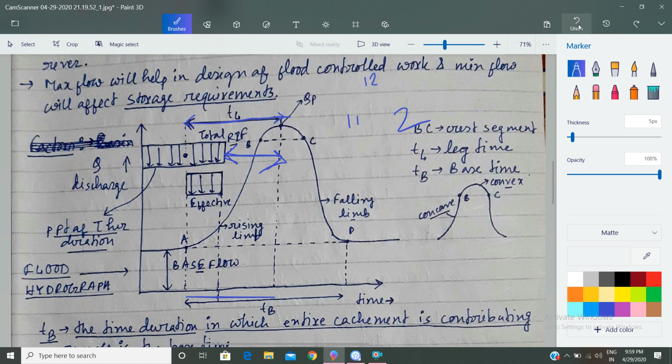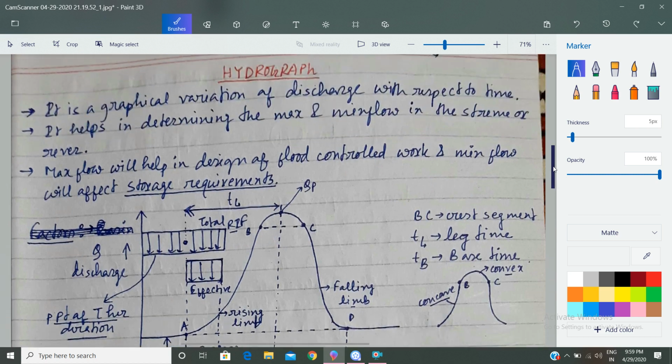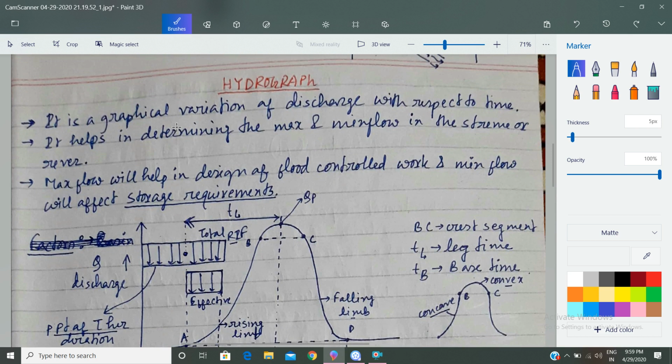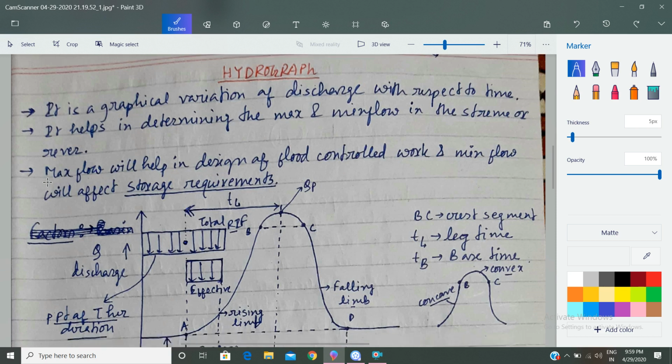Now see what is written here. It is the graphical variation of discharge with respect to time. Okay, we have stated this. It helps in determining the maximum and minimum flow of the stream or river. Maximum flow will help in design of flood control work, and minimum flow will affect storage requirement also. Yes, I have stated this, you know this. Maximum flow will help in design of flood control work, and what is minimum flow? Minimum flow will affect storage requirement.